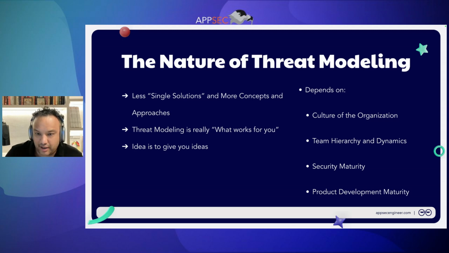If you follow me on LinkedIn or Twitter or whatever, you'll see that I extensively speak on threat modeling. I talk about it and share content on threat modeling. This is just another way of me doing that.